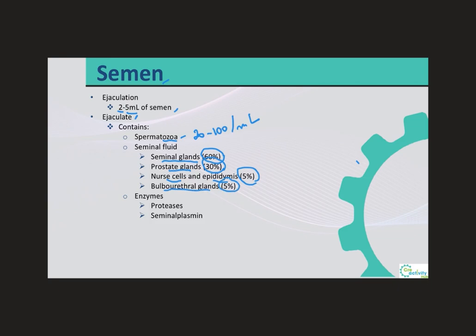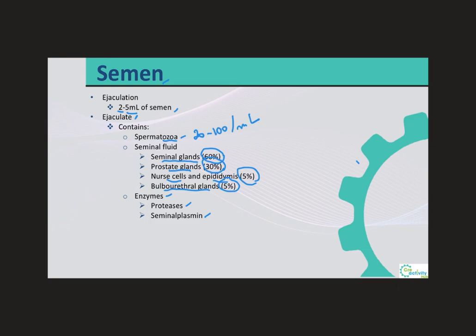In addition, you're going to have enzymes. And there are several important enzymes that are present in the seminal fluid, including proteases that may help dissolve mucus secretions in the vagina, in addition to the seminal plasmin, which we talked already about, which is the antibiotic that's secreted by the prostate gland that might be important to kill a variety of bacteria, including Escherichia coli.